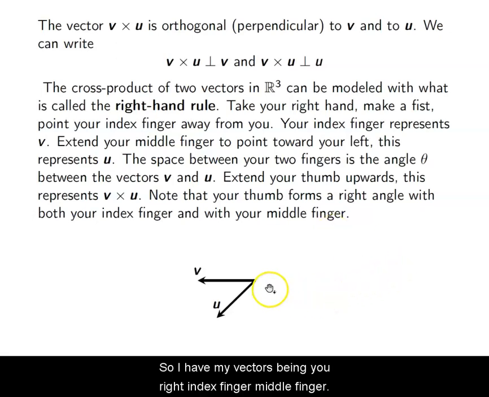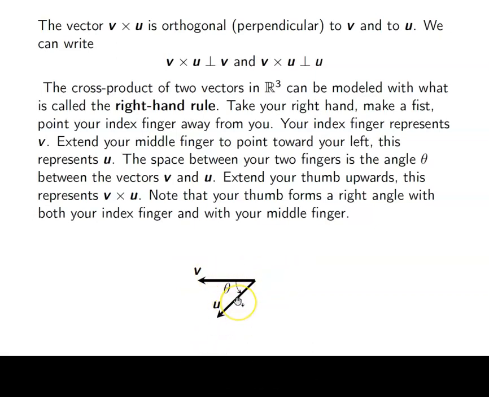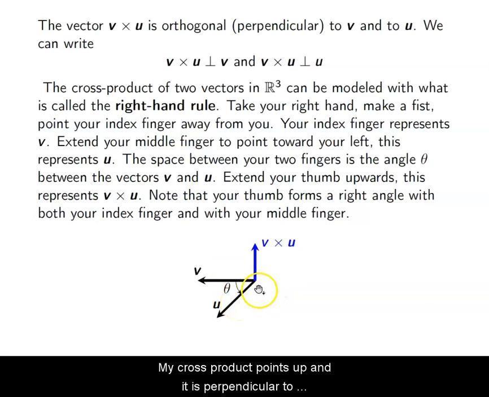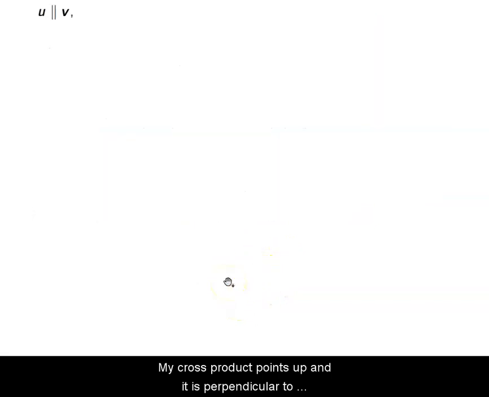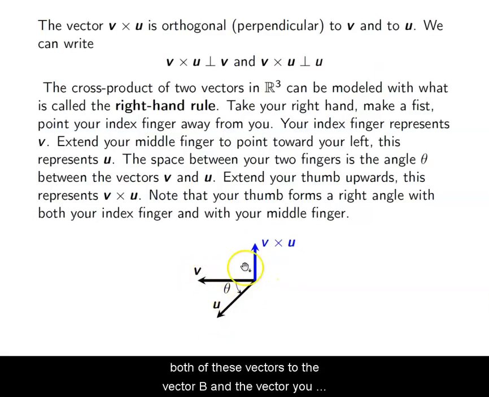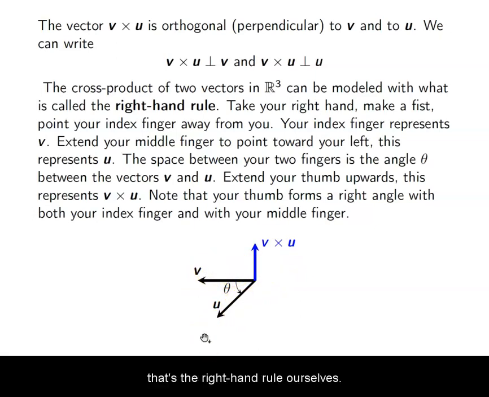Okay, so I have my vectors v and u. Index finger, middle finger. There's an angle between them. My cross product points up, and it is perpendicular to both of these vectors, to the vector v and the vector u. Okay, so that's the right-hand rule. It helps us to orient ourselves.